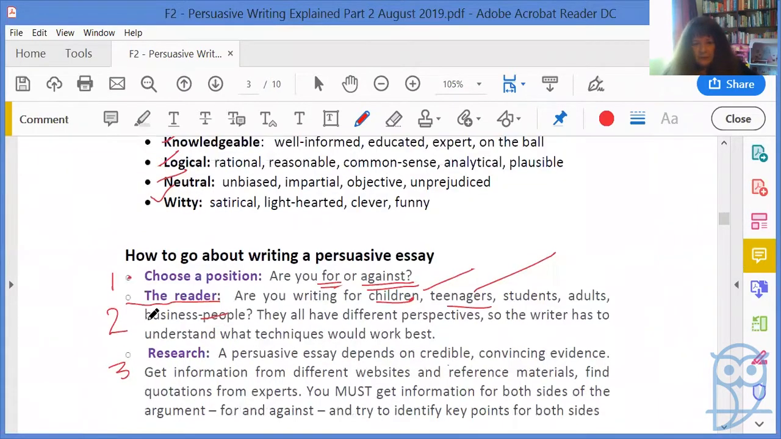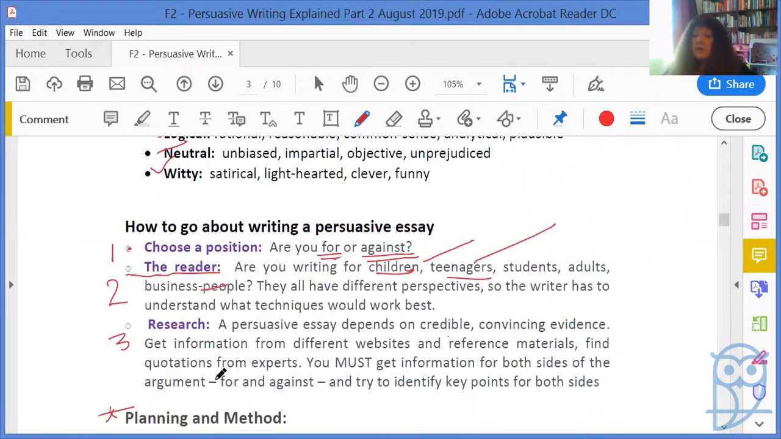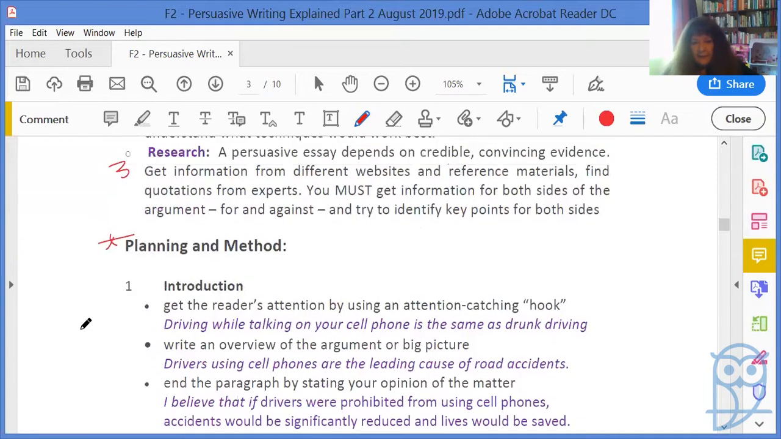How to go about writing a persuasive essay: choose your position, who's going to be reading it, and research if you can. If you're in an exam at the time, you really have to strain your brain and make sure you have been reading a lot every single day. It's the only way to pick up general knowledge. Right, planning and method. As we said, you have to have an introduction. This time we're going to look at an essay about cell phones being dangerous to use in vehicles.